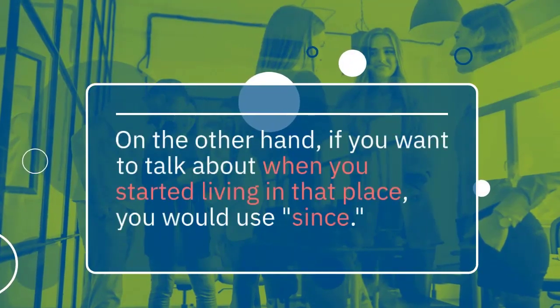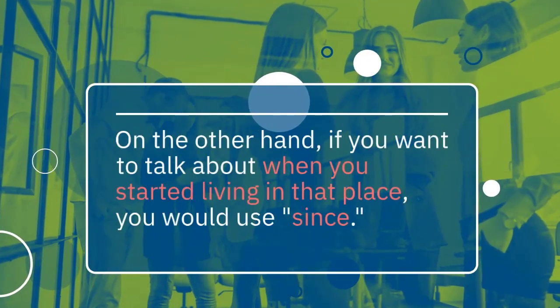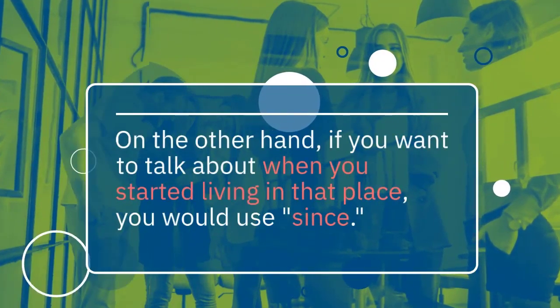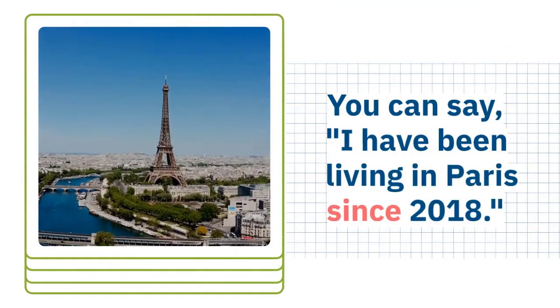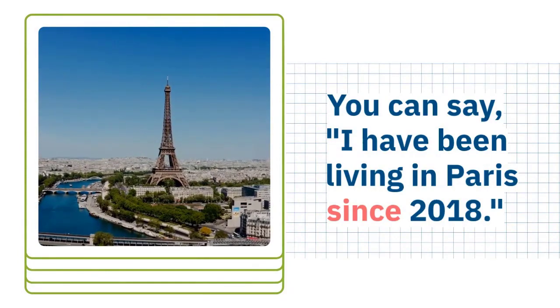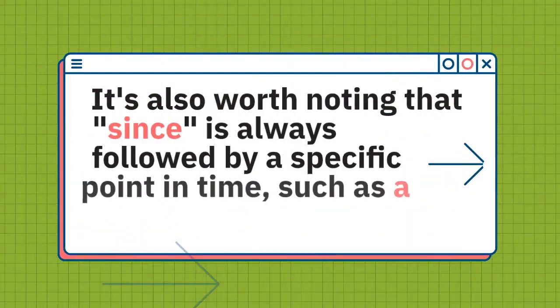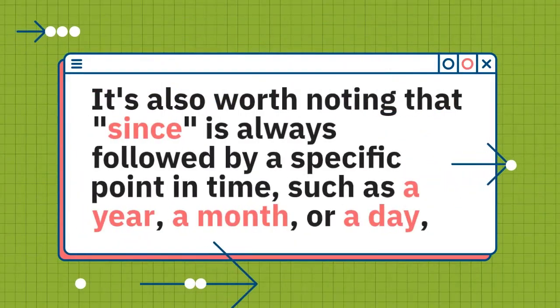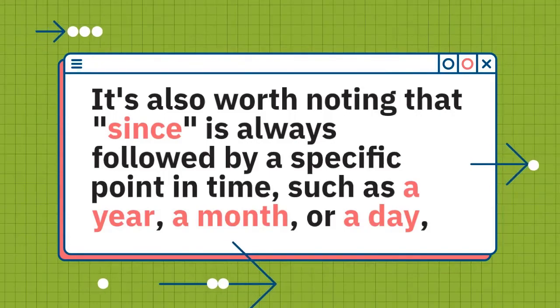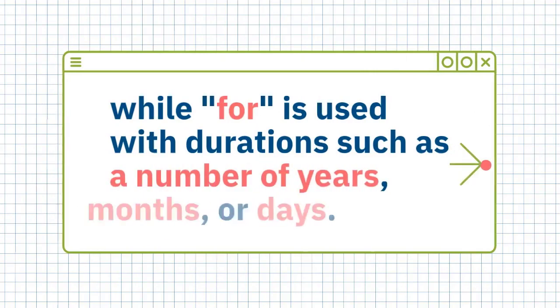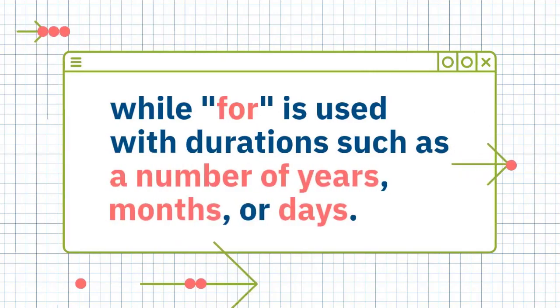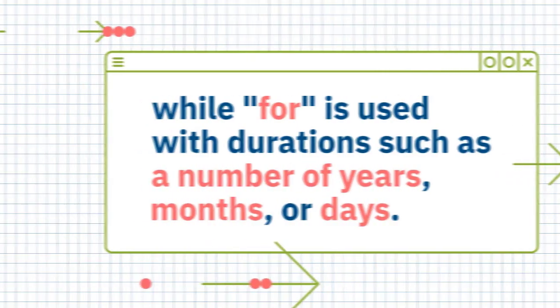On the other hand, if you want to talk about when you started living in that place, you would use since. You can say, I have been living in Paris since 2018. It's also worth noting that since is always followed by a specific point in time, such as a year, a month, or a day, while for is used with durations such as a number of years, months, or days.